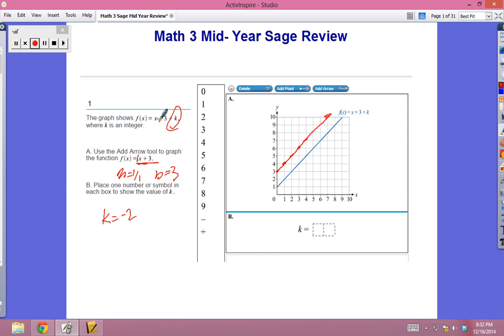So if you take x plus 3, and if you want to shift it down twice, you just add a -2 at the very end, and that shifts it down twice. So k equals a -2.